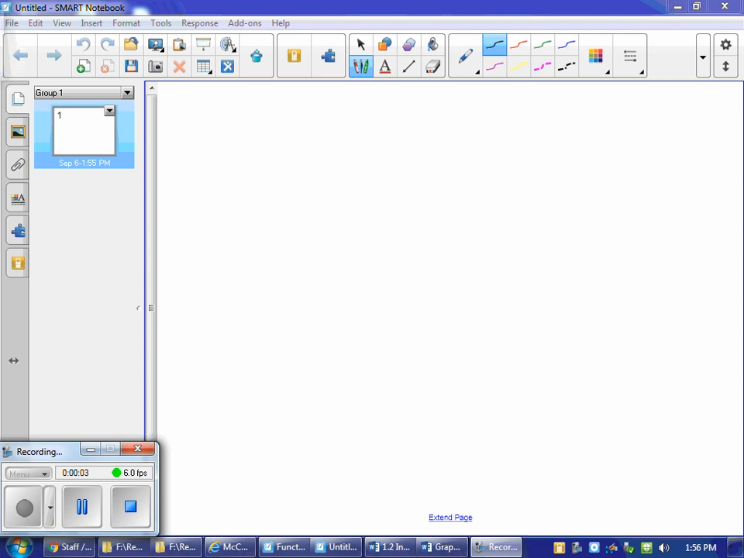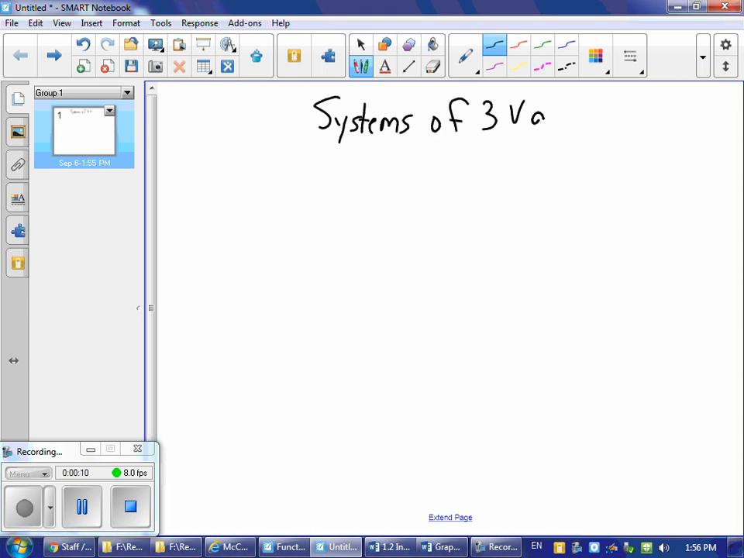So, this is a lesson on systems of three variables. First of all, the question should be, what does a linear equation in three variables form geometrically? If you have an equation that looks something like this in very general form, something like that actually forms geometrically a plane.